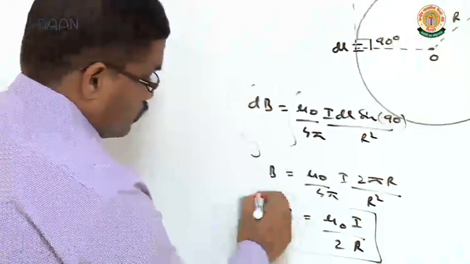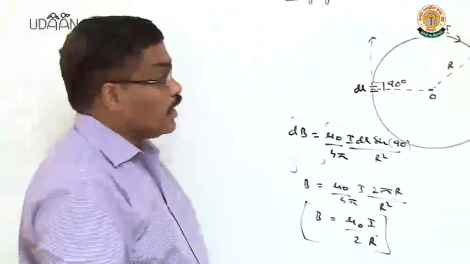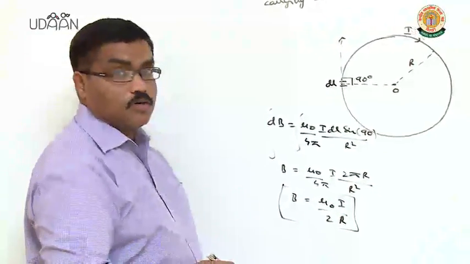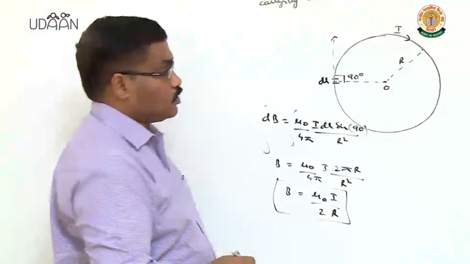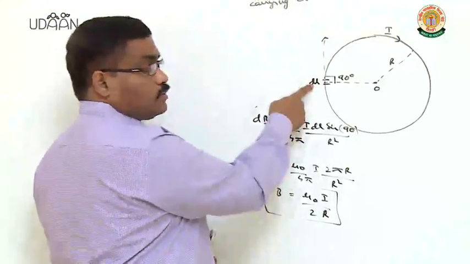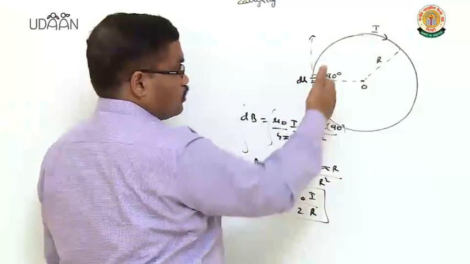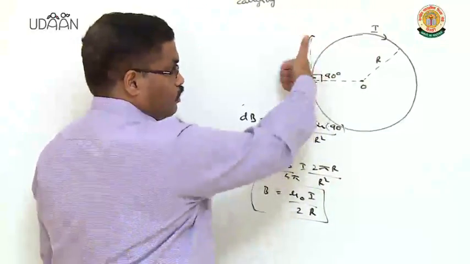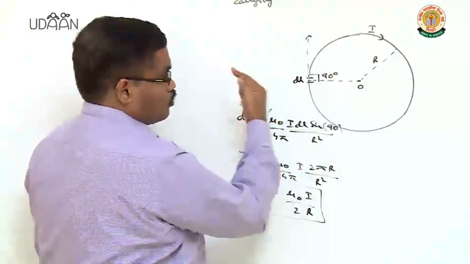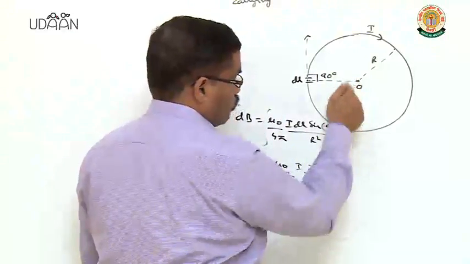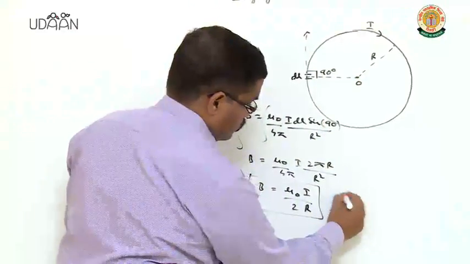So this will be the strength of your magnetic field at the center of a current carrying circular loop. Now look at the direction. If I take this small element, if you are using the right hand thumb rule, check the current is flowing in this direction. So hold your hand like this. The curl of the fingers gives you the direction of field lines. So field lines are moving like this. That means the field will be acting inward.